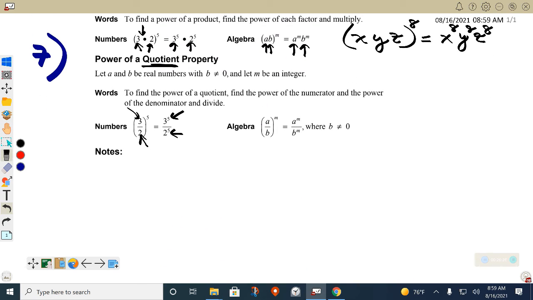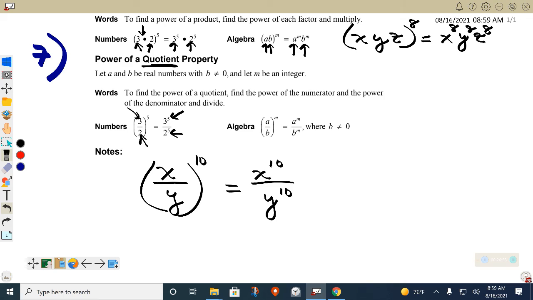So, here's another example. How about x divided by y to the 10th power? X to the 10th power over y to the 10th power. Right? Give it to me one more time. X to the 10th power over y to the 10th power. Exactly. No big deal, you guys.